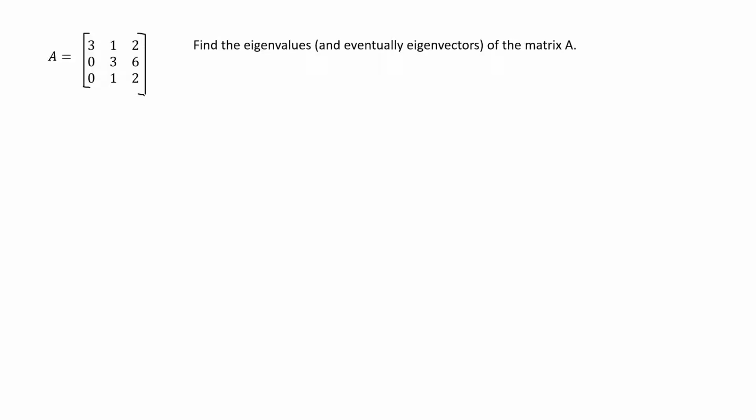Okay, so we have a matrix here. We'd like to find the eigenvalues, and eventually we'll find the eigenvectors of this matrix. So what we showed in the last slide was that the eigenvalues are solutions to the determinant of A minus lambda I equals 0, when our characteristic polynomial is equal to 0.